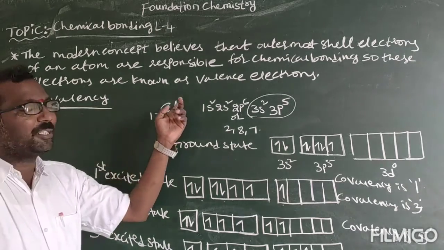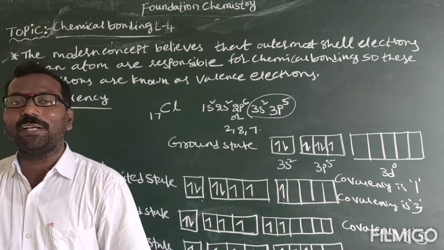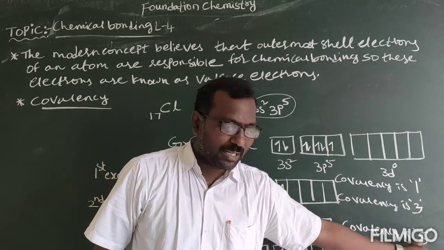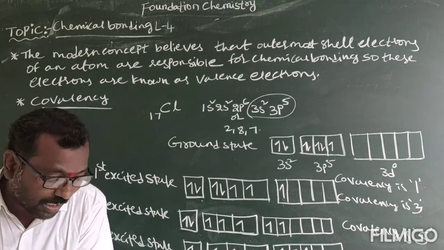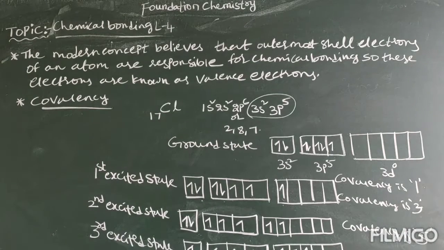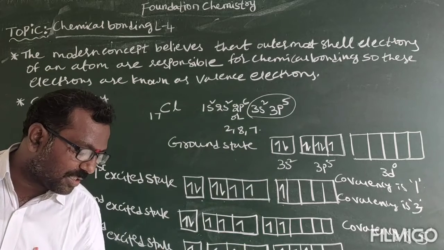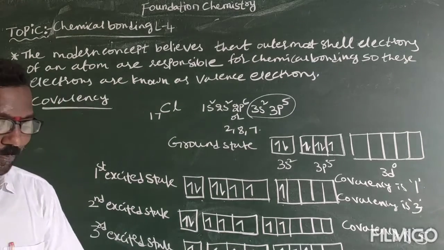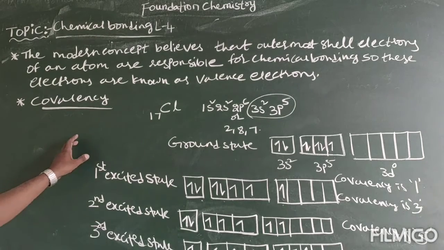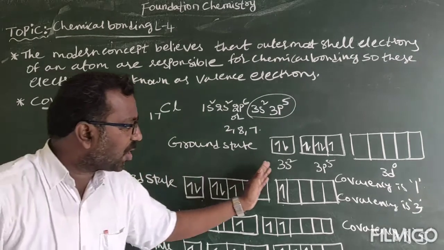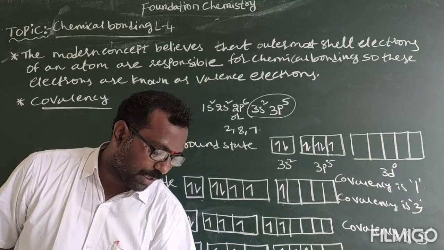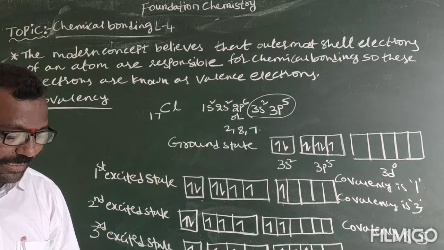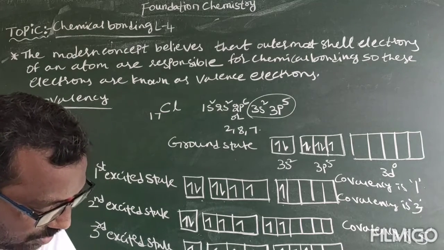It can form a bond which can donate 1 electron, which can donate 3 electrons, which can donate 5 electrons, and which can donate 7 electrons, or which can share 7, 5, 3, 1. So that is the covalency of chlorine. Have you understood now the concept of covalency? It is nothing but the number of electrons contributed by the atom for the bonding purpose or for the sharing with other atoms is called covalency. Okay?